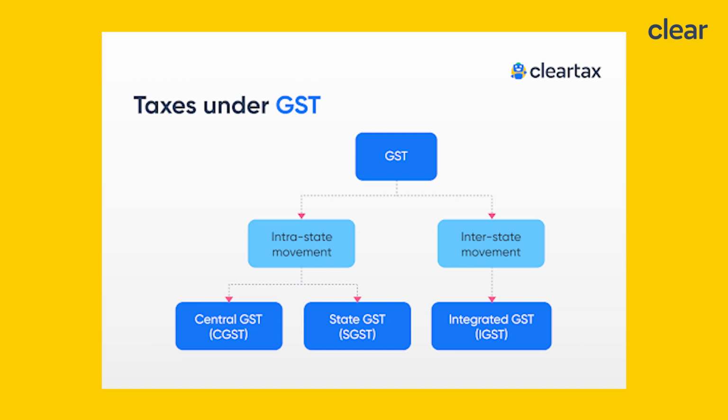On the other hand, if the supply is an interstate one, then integrated tax or IGST will be charged. Taking my previous example, it will be 12% IGST charged on socks if purchased from a seller in another state. Let's now check how to determine interstate and intrastate supplies.